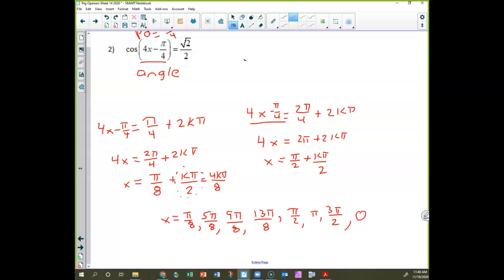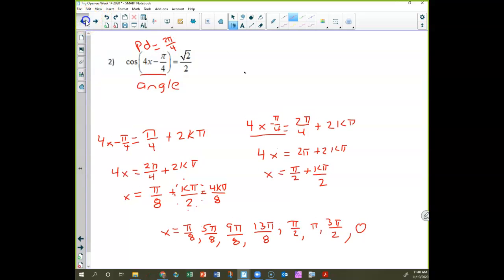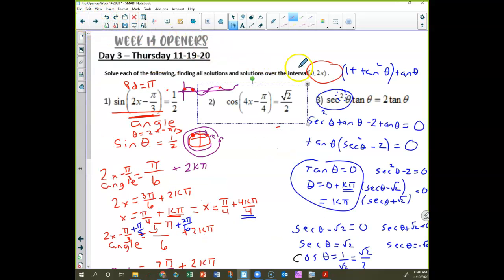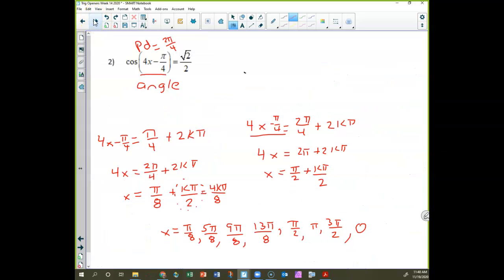Okay, good question. Why can I put 0 but not 2 pi? 2 pi is a solution to this. However, I got to go back to your opener page. The directions said find the solutions between 0 and 2 pi, and there's a parentheses here. It is not included. That's why. 2 pi is a solution. I just can't include it in my interval. Okay? Bracket is included, parentheses not included. Okay?